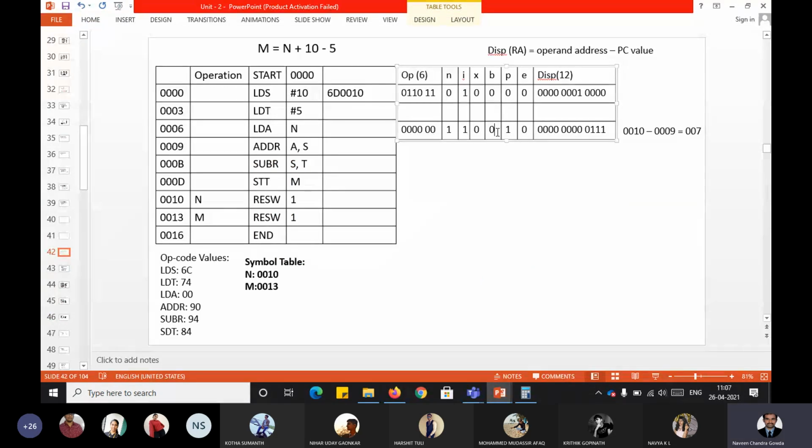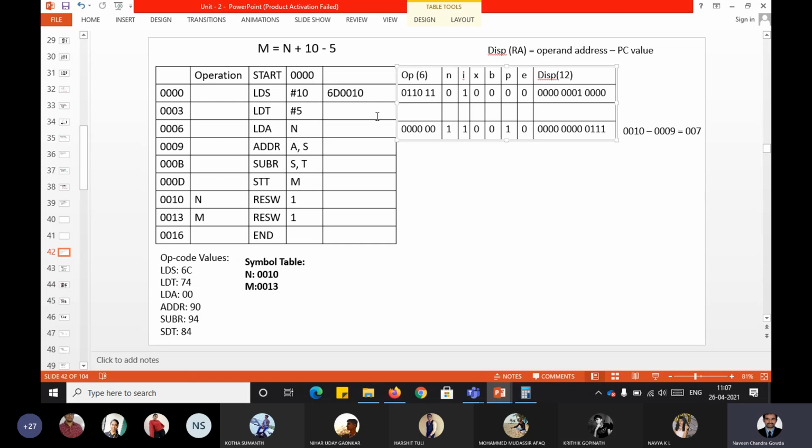Students, are you getting it? Here we made both B and P 0 0, because to find the displacement we neither made use of B nor P; we used the direct value of hash 10 itself as the displacement. Whereas here, to find the displacement, we made use of the PC address, the program counter value 009. So it belongs to PC mode. Students, are you understanding? Yes, sir.